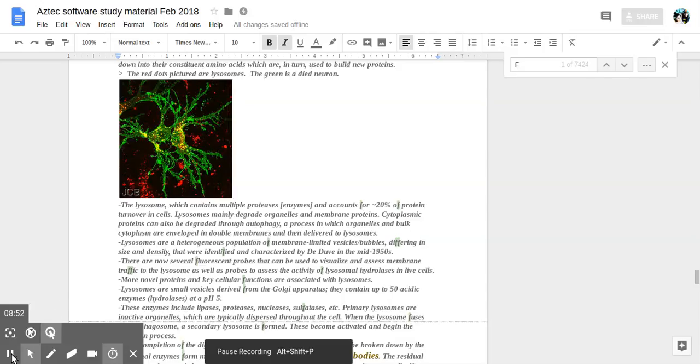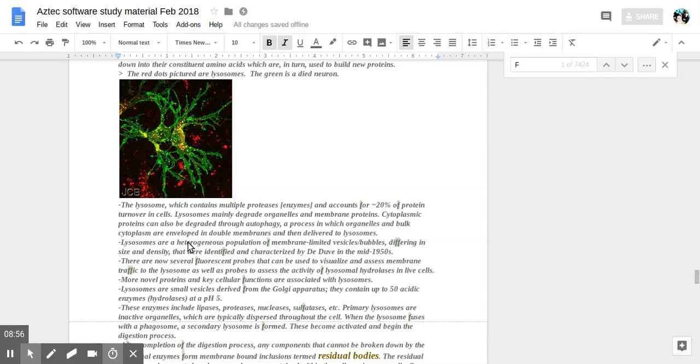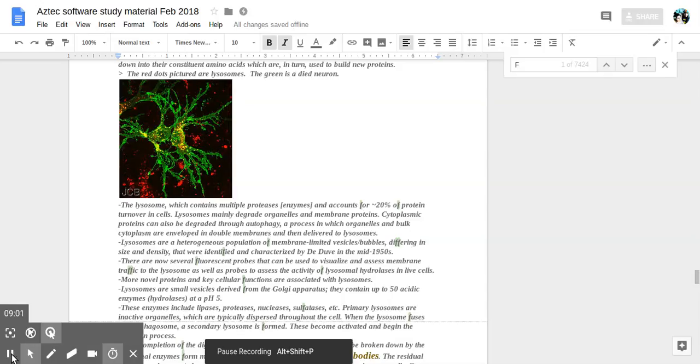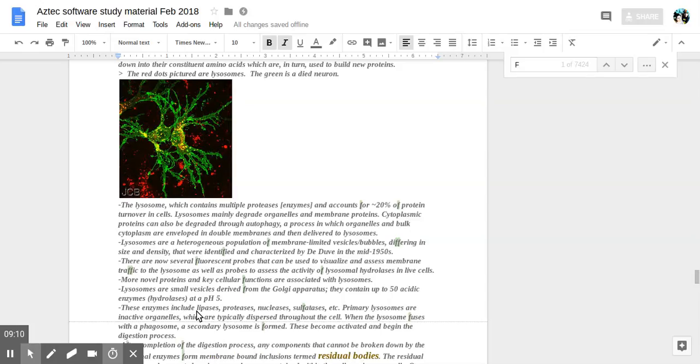So it's basically like a large vesicle or a bubble containing these enzymes which break macromolecules down. So inside the lysosome, you have lipases breaking down lipids, proteases breaking down proteins, nucleases breaking down nucleic acids such as DNA and RNA, and sulfatases.